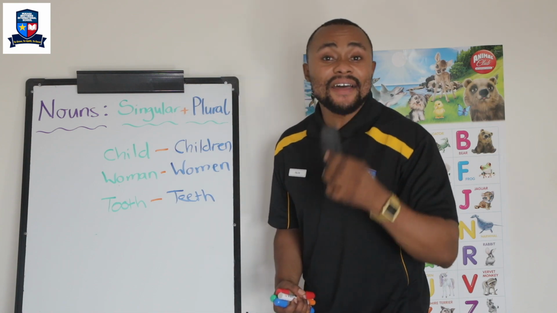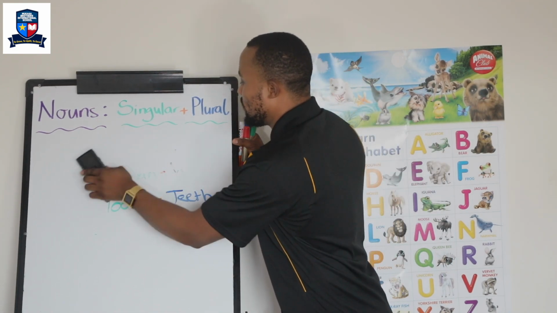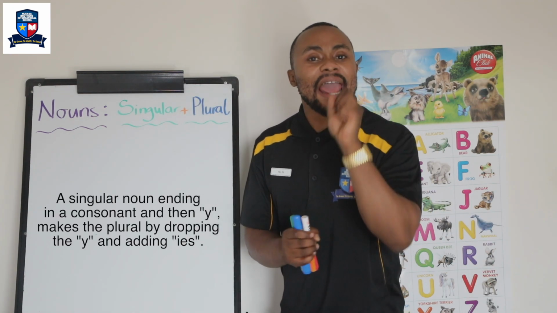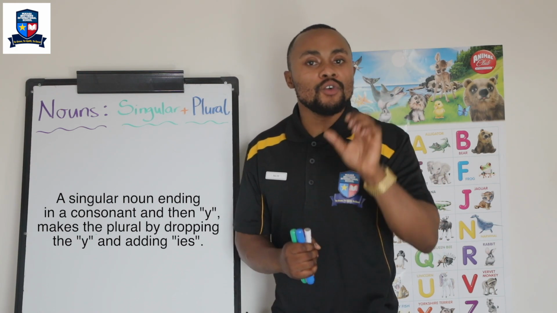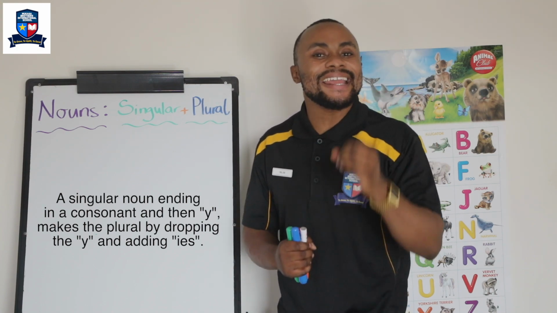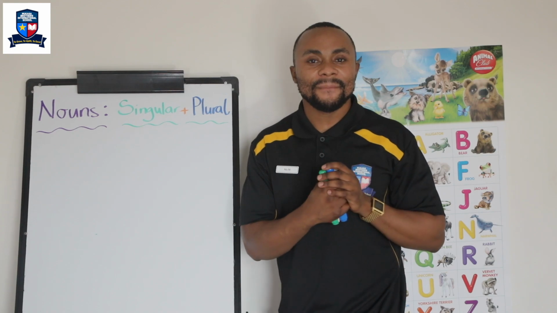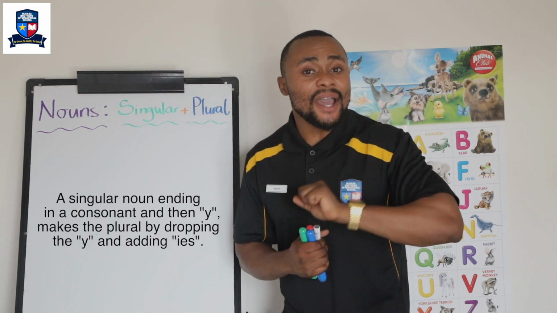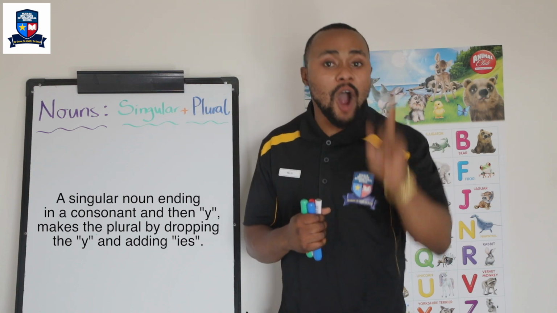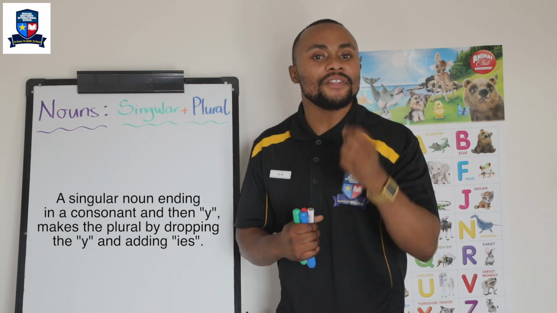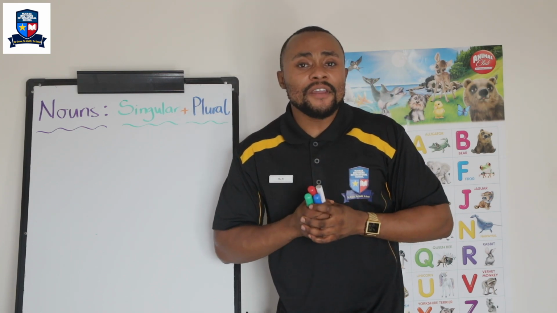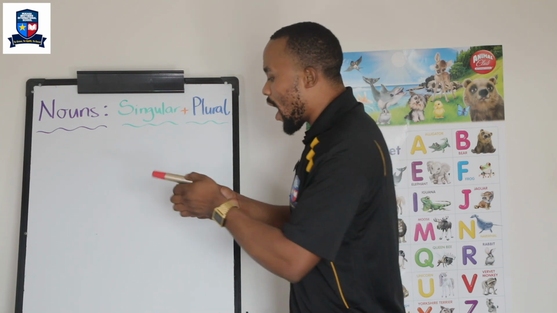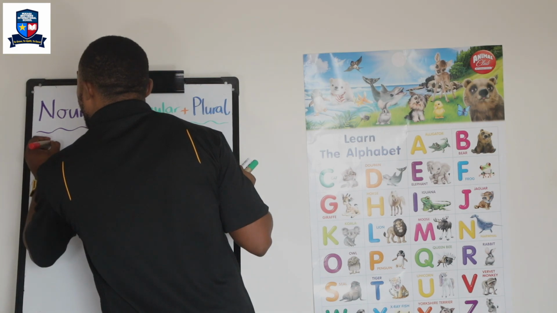Now we're going to look at another different way. Let's have a look. This one says, a singular noun ending in a consonant and then Y makes the plural by dropping the Y and adding IES. Okay? Again, I'm going to repeat. A singular noun ending in a consonant and then Y makes the plural by dropping the Y and adding IES. For example, these are words that end with Y. I'm going to put it here in red.